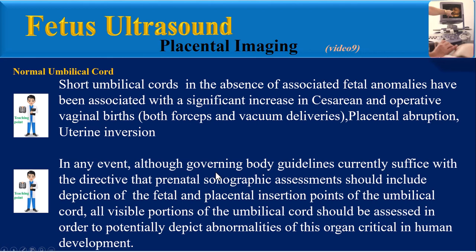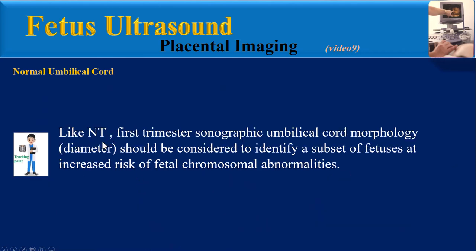In any event, although governing body guidelines currently suffice with the directive that prenatal sonographic assessment should include depiction of the fetal and placental insertion points of the umbilical cord, all visible portions of the umbilical cord should be assessed in order to potentially depict abnormalities of this organ critical in human development. Like nuchal translucency, first trimester sonographic umbilical cord morphology or diameter should be considered to identify a subset of fetuses at increased risk of fetal chromosomal abnormalities.